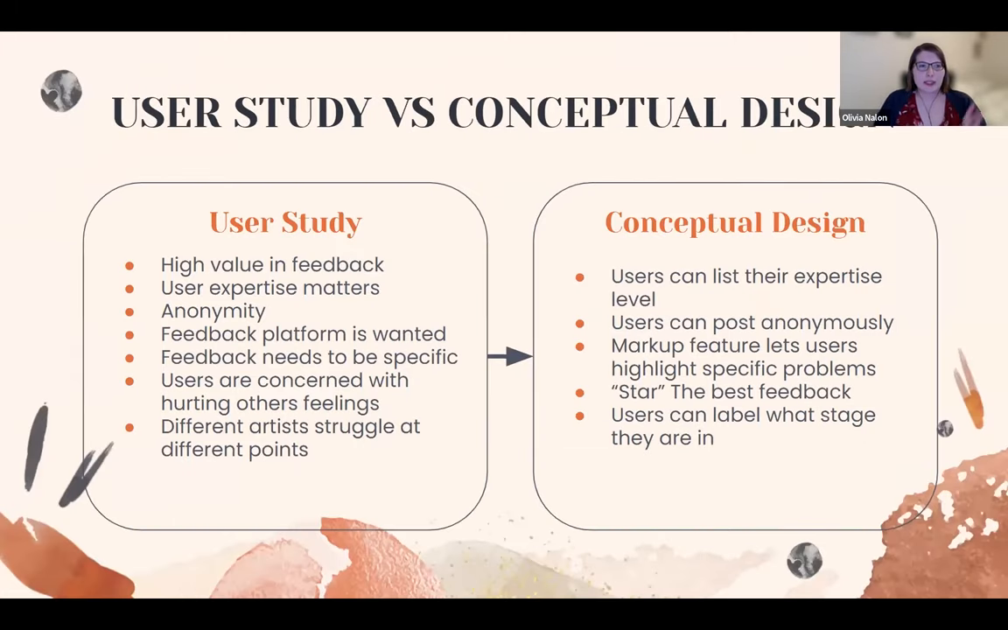And again, just talking about how we translated what we found in our user study into our design. We talked about the markup and tagging features. That was about people in our user study talking about how they wanted their feedback to be specific. So the markup and tagging features really highlight that aspect. And there are other little points that we found from our user study that we tried to translate into different aspects of the design. So for example, different artists struggle at different points. Translating that into the conceptual design, we added a feature where when you tag something, you can tag what stage the progress is in. So if you tag something as in the early stages, people can have a better reference of where you're at and make sure to give you that more specific feedback.